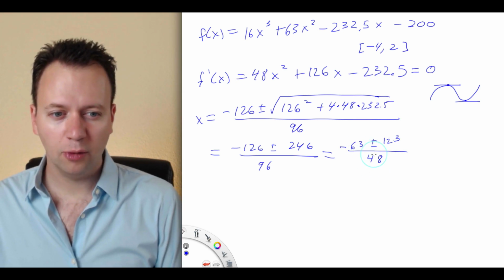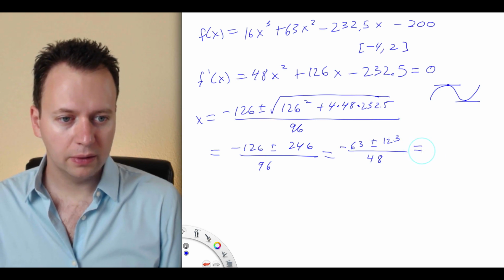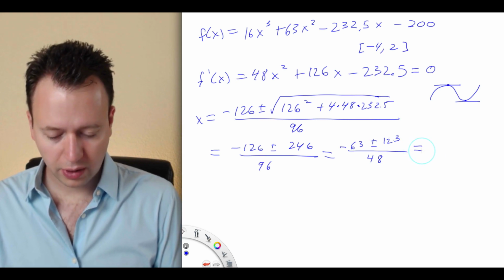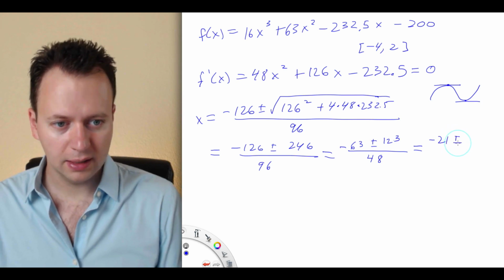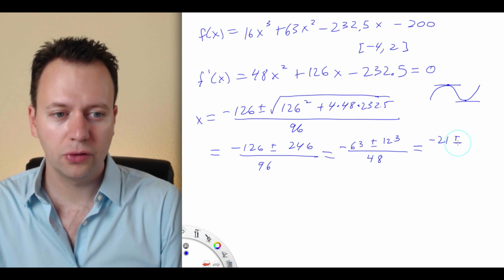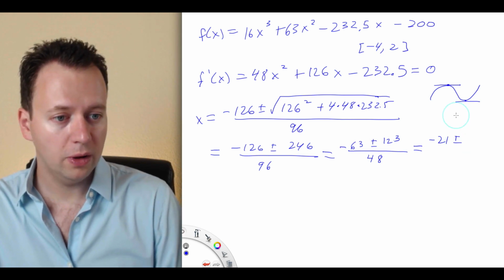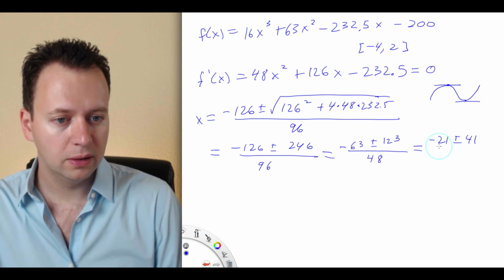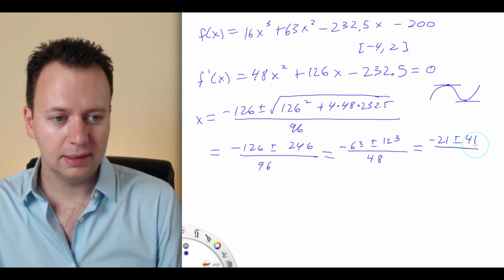Maybe everything's divisible by 3. It kind of looks that way, doesn't it? So 63 over 3 is 21. So we get minus 21 plus or minus 123 over 3 should be 41. Yeah, 41. So plus or minus 41. And then 48 over 3, 16.